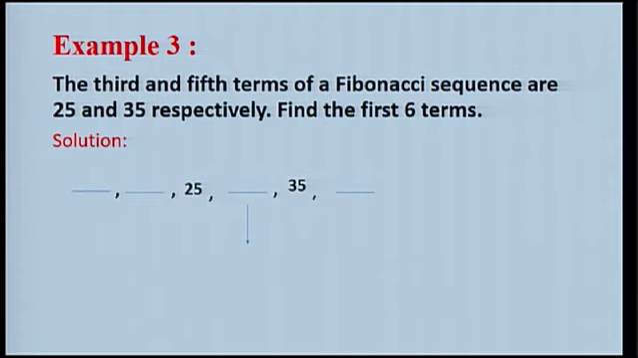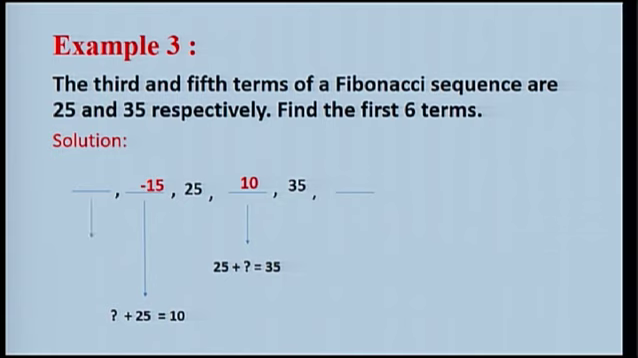So 25 plus which number is going to give me 35? I have been given the third and fifth term, so I need to find the fourth term. 25 plus which number equals 35? 10. So now I'm going to move backwards. Which number plus 25 is equal to 10? So the answer is minus 15. Minus 15 plus 25 will give me the 10.